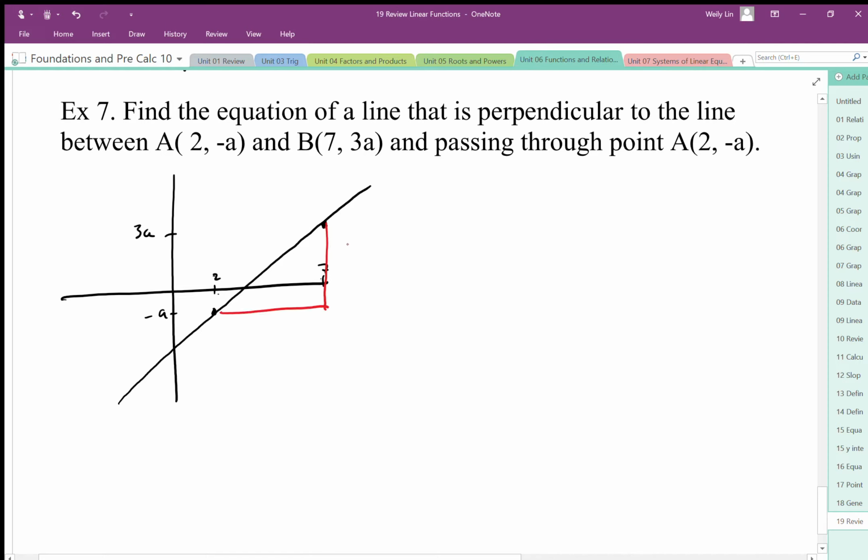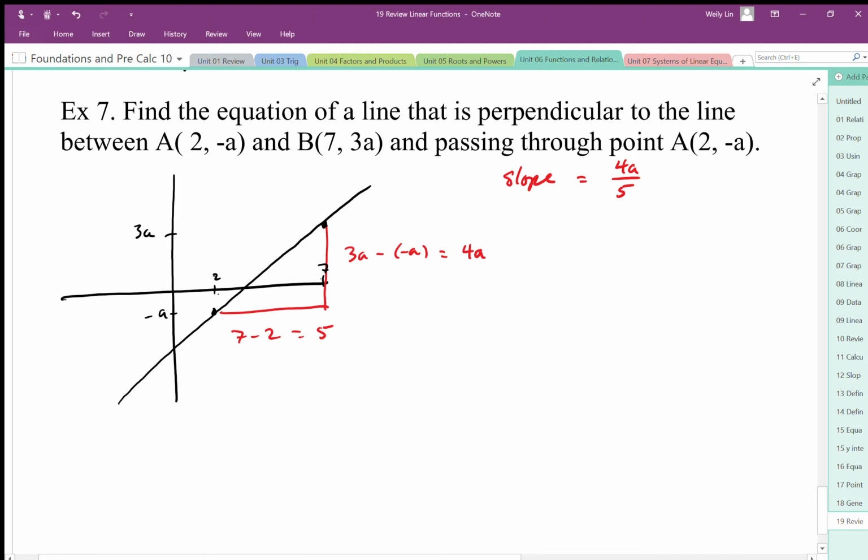Now we are going to still have a's in our rise and run here, because our rise between 3a and negative a is going to be positive 4a. And our run we can measure as positive 5. So when we work out the slope, our slope will have an a in it, rise over run. Okay, so we're going to have to kind of deal with that.